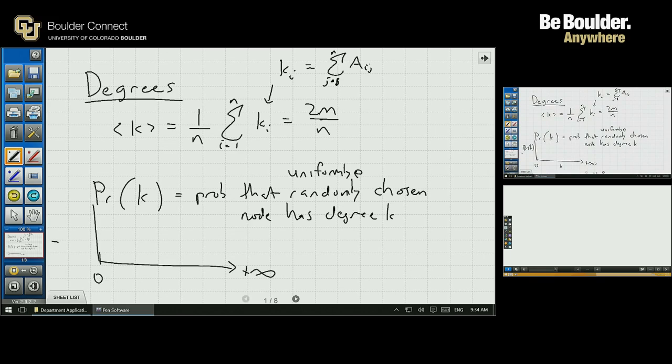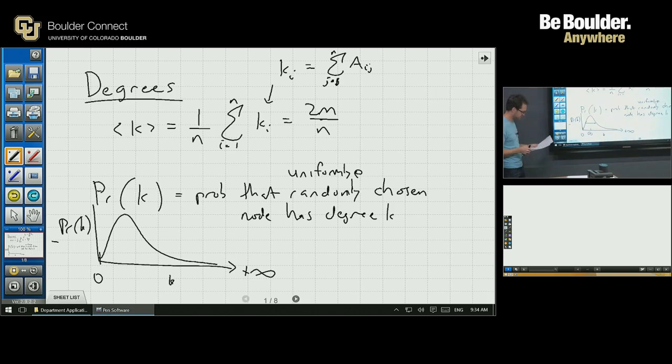So the distribution might look something like this, for instance, in which this would be the average degree here, and this would be some notion of the variability of that distribution. I'll show you some pictures in a minute of some degree distributions, I think.